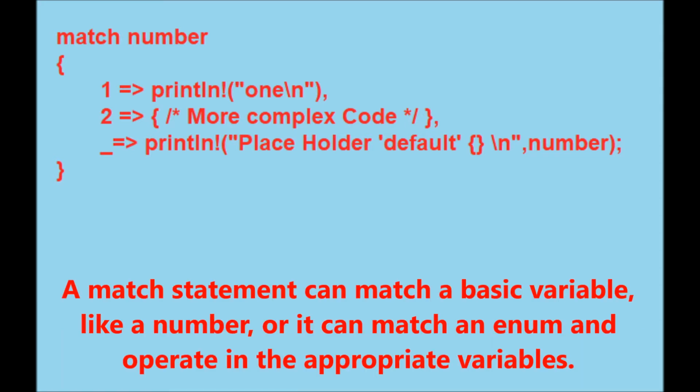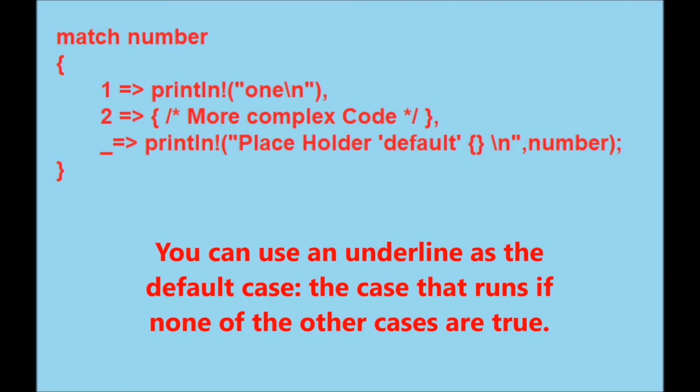A match statement can match a basic variable, like a number, or it can match an enum and operate on the appropriate variables. You can use an underscore as the default case, the case that runs if none of the other cases are true.